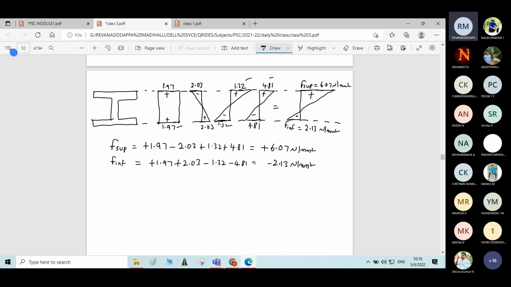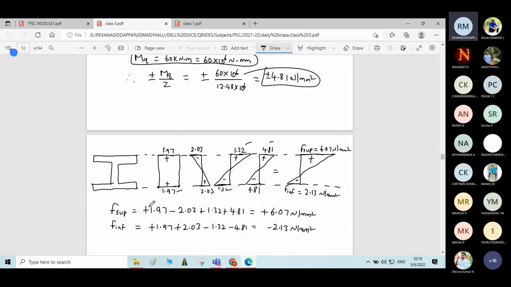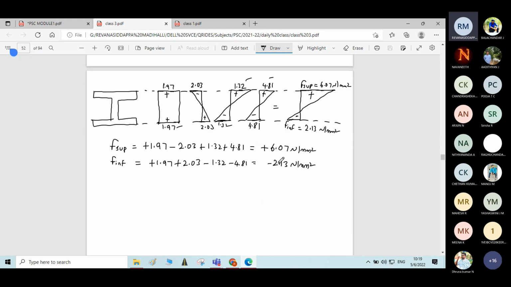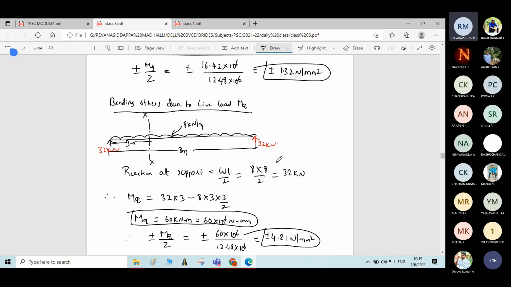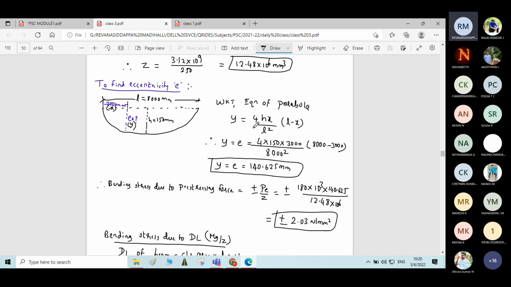So this is the stress distribution diagram at a distance of 3 meters from the left support. So this completes the problem. If you have any doubt at any step, please ask. Any doubts here? Okay, thank you. So the problems on calculation of the stresses are over.